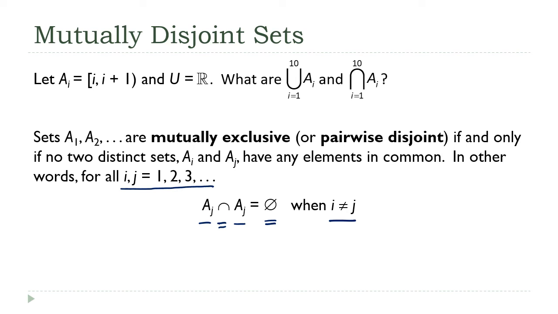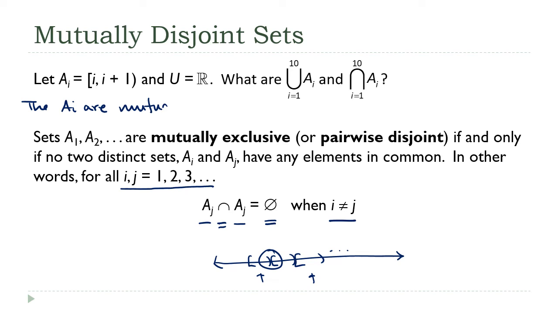If you pick any two sets, they look like this, and so on. Pick any two. If there's two non-adjacent pairs, obviously they have nothing in common. And even an adjacent pair here at this endpoint, they have nothing in common. Because that's true of every pair you can pick out of there, I would say the A sub i are mutually exclusive or pairwise disjoint. Same thing.